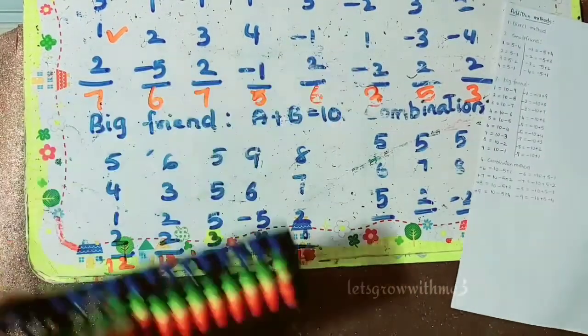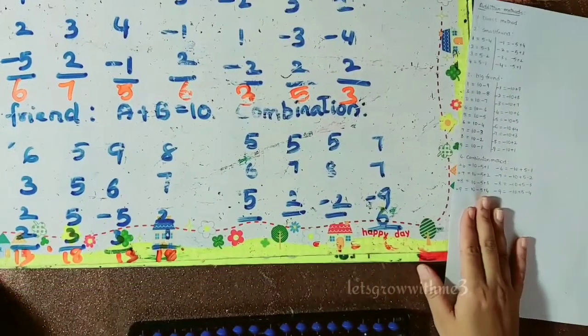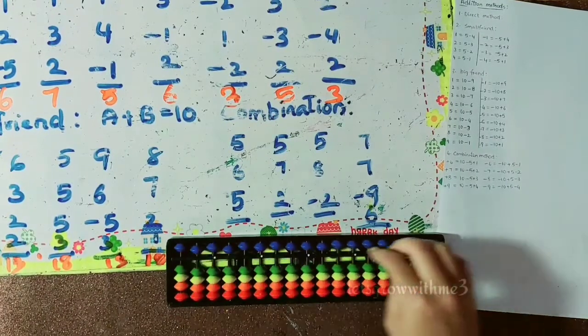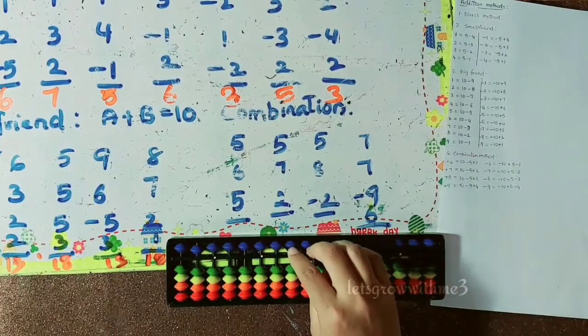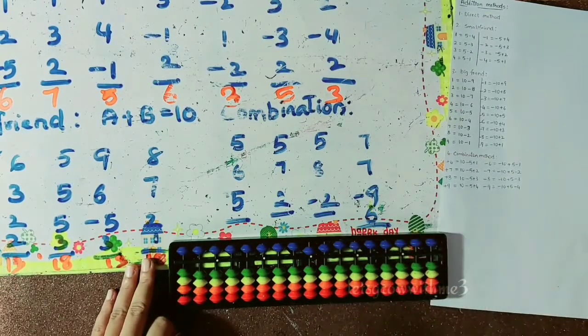Let's do next questions. So now we have seen big friend method. A plus b is equal to 10 means here we are finding the complementary number with respect to 10. So the next one is the combination method, which is also called the compound complementary method, because here we are using both the methods, small friend and big friend.